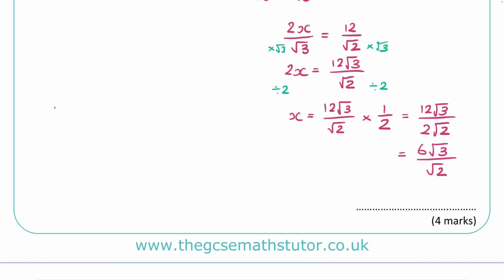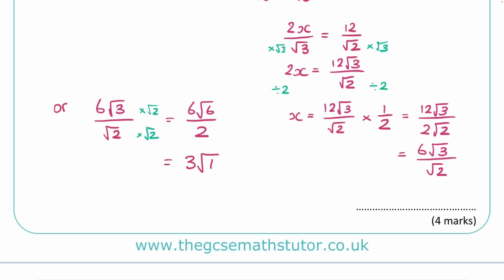If you wanted to, you could rationalise the denominator. Don't necessarily need to in this question, but we could rationalise the denominator here. You could times the top and bottom by root 2, and that would give you 6 root 6 over 2, which is 3 root 6.